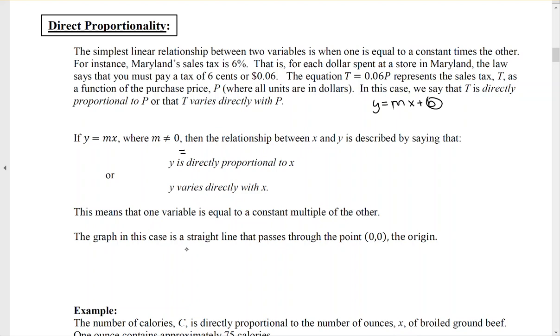What you'll also see later on is the letter k instead of m, so it's not uncommon to see it written as y equals kx. And k is what we refer to as the constant of proportionality, which is also, in this case, the slope. So, for example, on WebAssign, if you're working that, they may ask you what's the constant of proportionality. It's just the slope, or k.